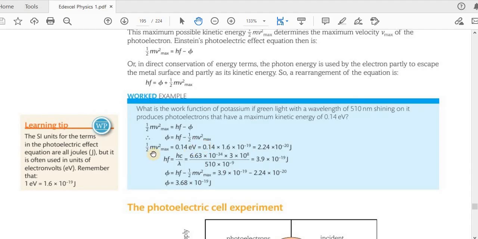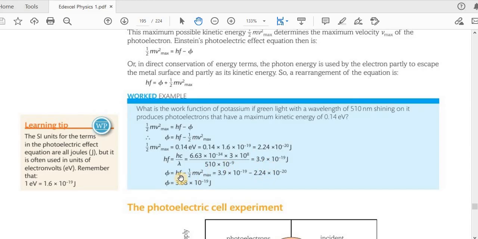First what they are doing is converting this to joules. You can see here I told you this multiplied by that will give you the answer in joules. Then you are supposed to find phi. So we can find it now. Here, it's easier.